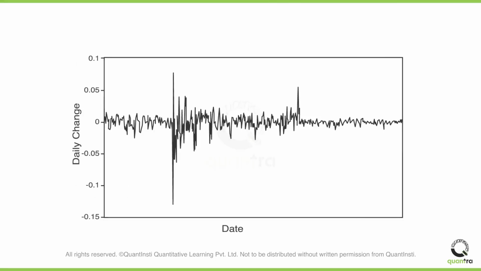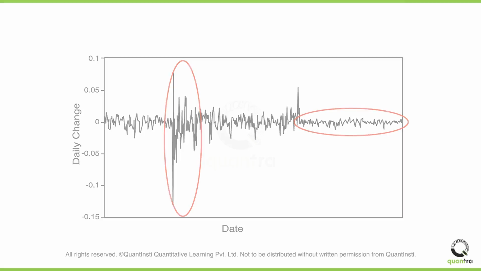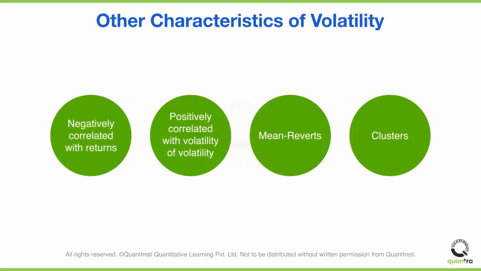Next, volatility clusters in the shorter term. As you can see on screen, periods of high volatility are followed by high volatility, and low volatility is followed by low volatility. But these are just 2 of the characteristics. There are more characteristics of volatility. It's negatively correlated with the returns and it's positively correlated with volatility of volatility. These are some of the characteristics of volatility, and by observing these characteristics, we can gain some predictability of it.